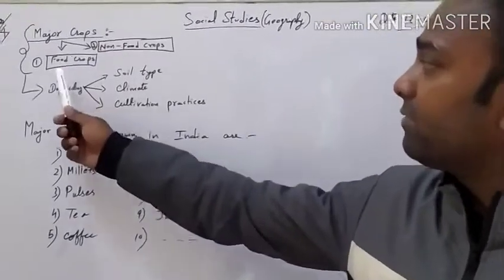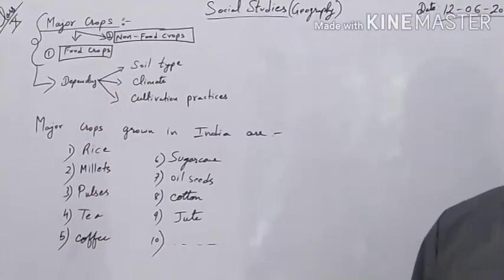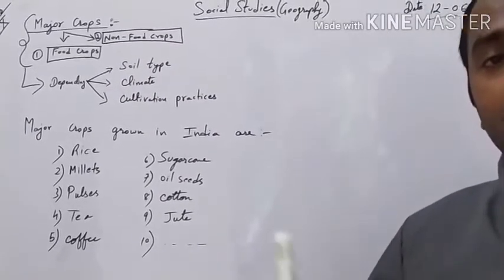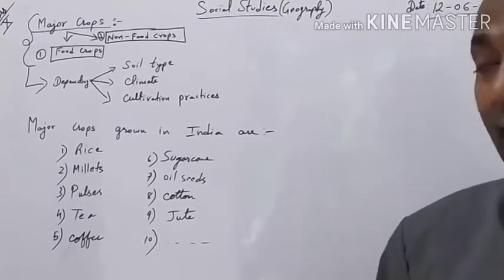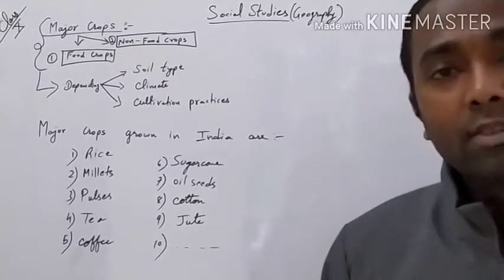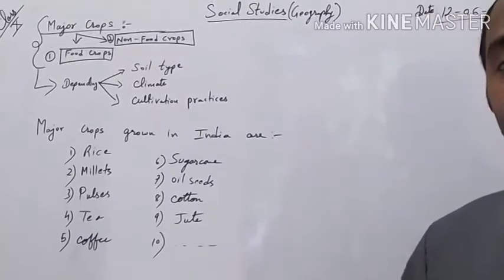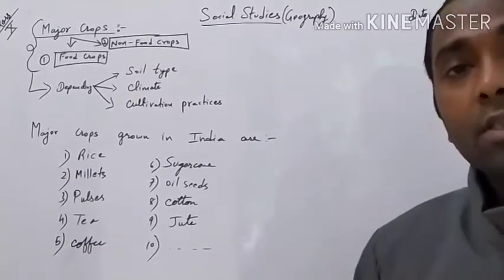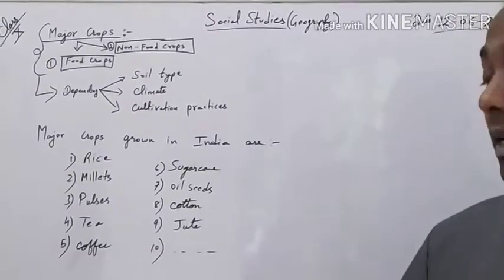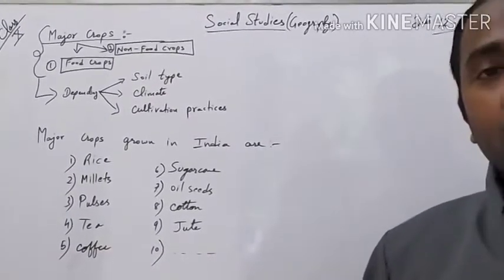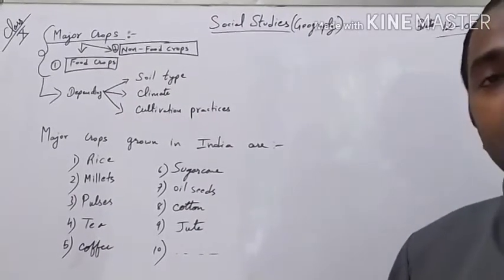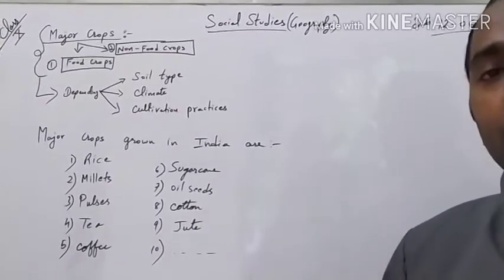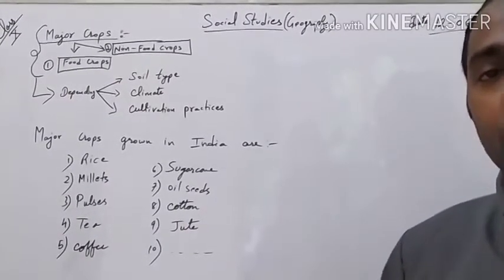The first one is the food crop and the second one is the non-food crop. There are two kinds of crops grown in our country, food crops and non-food crops. There is a difference between the two. I'll give you an example to understand that. Food crops are the crops that we grow to consume ourselves, and non-food crops are the crops which we do not consume. That means they are grown for some other purpose. For example, we grow cotton not to consume but to make other things, like clothes, thread, and so on.